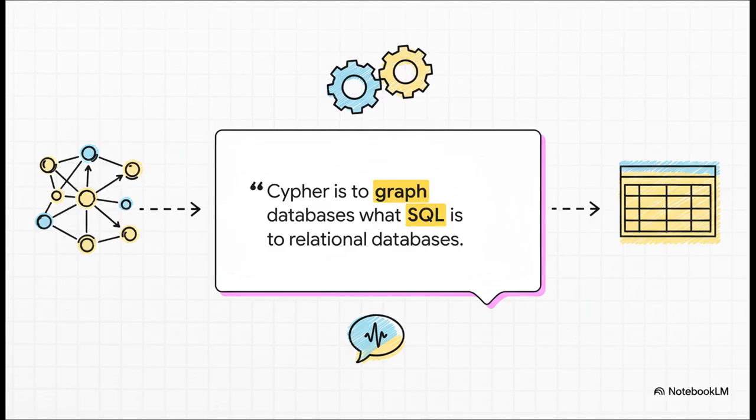This right here, this is probably the single best way to understand its importance. For pretty much half a century, if you worked with data in tables, you spoke SQL. It was the standard. Cypher is aiming to be that exact same thing, but for this new world of connected graph data. It's the standard language for a totally new way of seeing information.